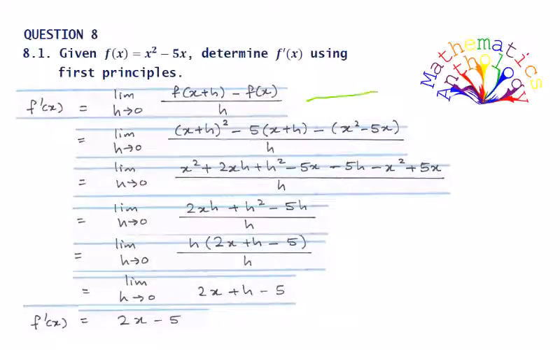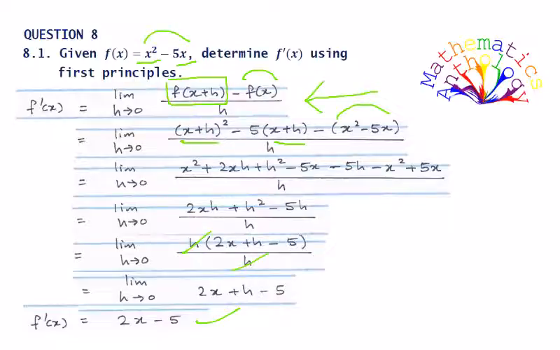Okay, question 8.1. Given f of x is equal to x squared minus 5x, determine f prime x using first principles. Okay, as soon as they say first principles, this is the only time you go to your data sheet and take down your first principles formula, which is f prime x is equal to the limit as h approaches 0 of f of x plus h minus f of x all over h.